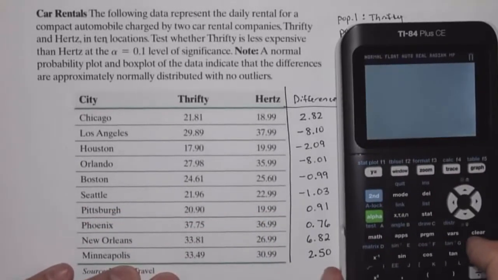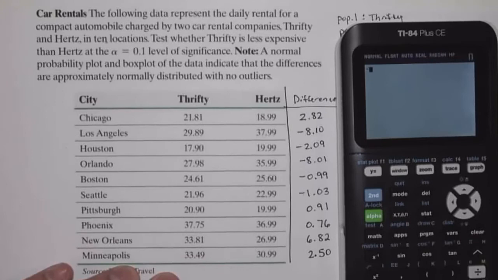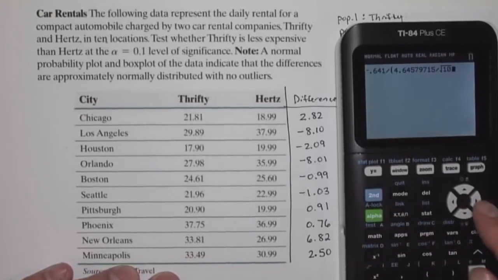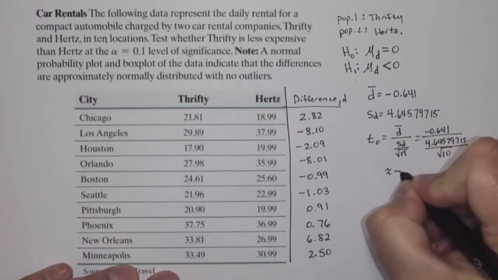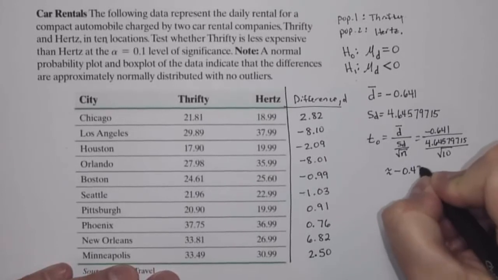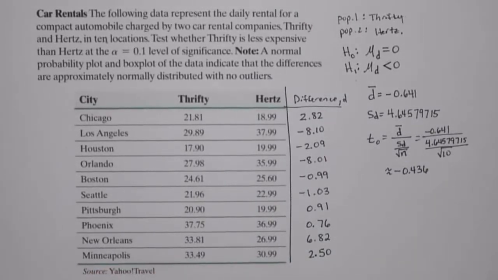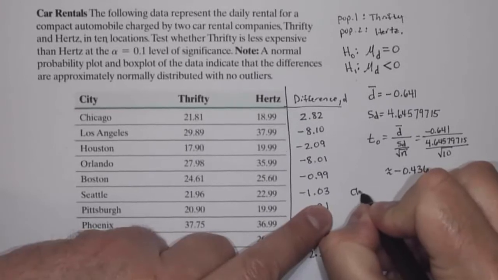So if I bring back my calculator, negative 0.641 divided by, I need parentheses for the denominator, 4.645797715 divided by the square root of 10. Again, that was our sample size. Close the parenthesis for the denominator. And so our test statistic is approximately negative 0.436.